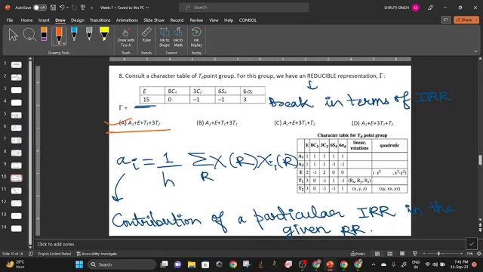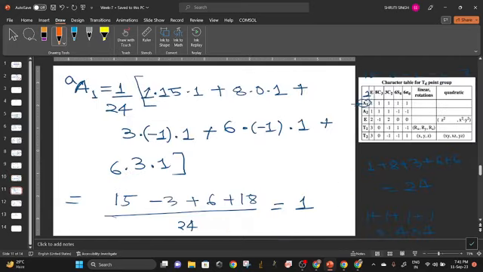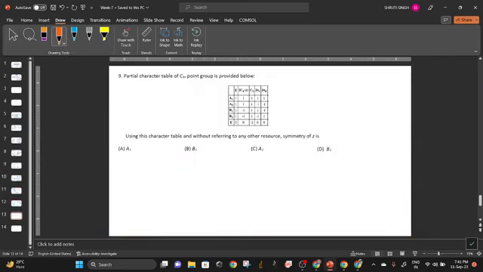Okay, will you guys do it? Just while multiplying, keep an eye on the coefficient and the character. If it is 0, there is no need to write that, simply skip it. Okay, shall I move to the next one?